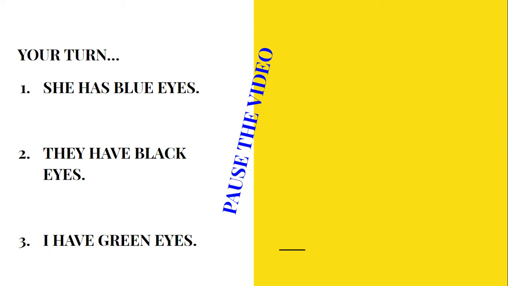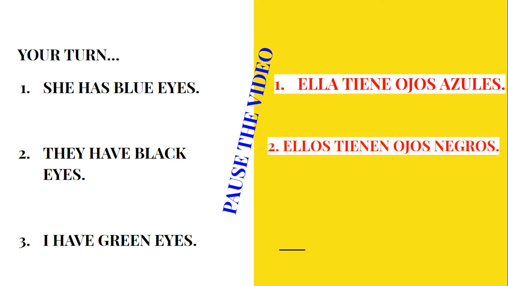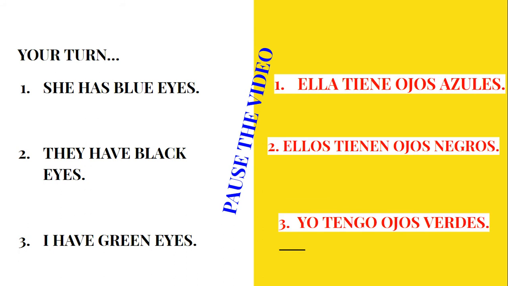Okay, let's see how you did. She has blue eyes. Ella tiene ojos azules. They have black eyes. Ellos tienen ojos negros. I have green eyes. Yo tengo ojos verdes.